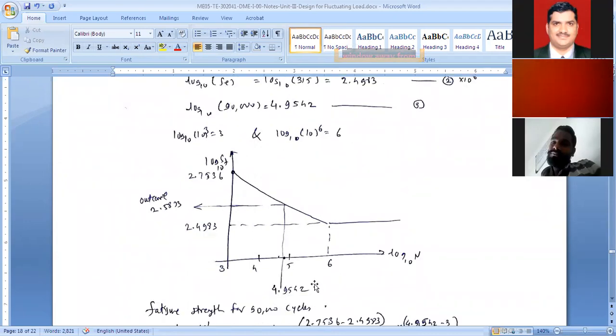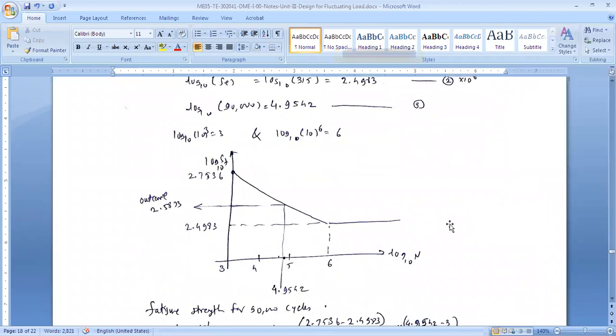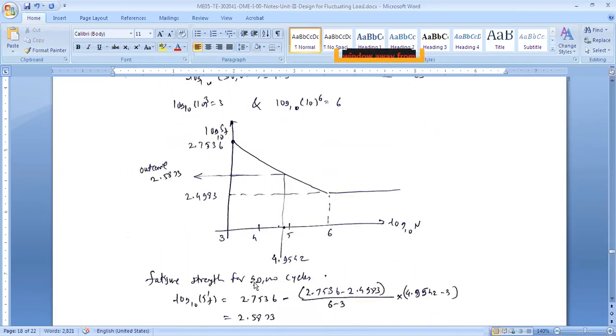So basically, what is this 4.95? Can we just try to imagine what it is? It is basically 10 raised to 4.95 is 90,000. Okay. 10 raised to 5 means 1 lakh. 10 raised to 4 means 10,000. And 10 raised to 4.9542 is 90,000, right? Because we have taken the log of 90,000. So log of 90,000 is 4.95. That means 10 raised to 4.95 is equal to 90,000.